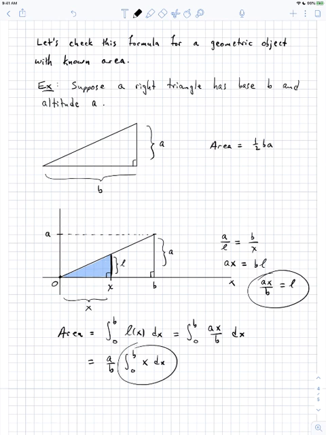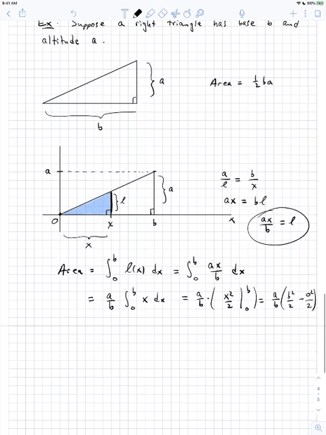This is a definite integral that we know how to compute. So we have a over b times x squared over 2, just using the power rule, from 0 to b. And what is that? That's a over b times b squared over 2 minus 0 squared over 2.